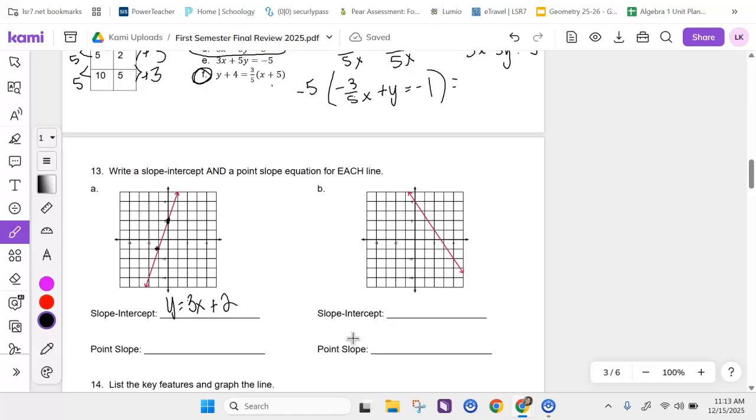If I do a point slope, I'm going to use the same slope. So I'm going to use this point right here, which is -1, -1. So y plus 1 equals 3 times x plus 1.